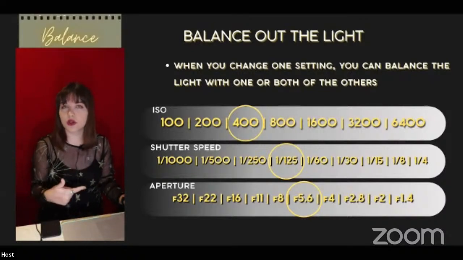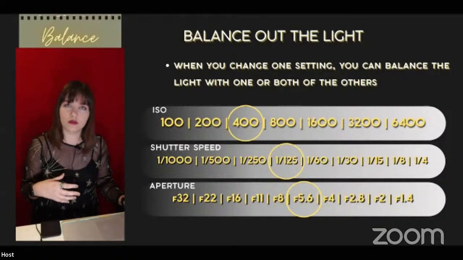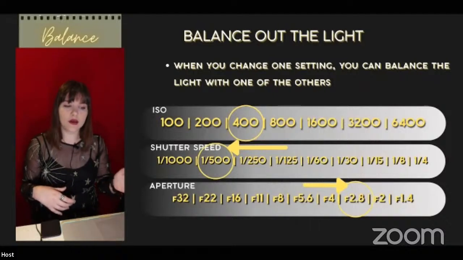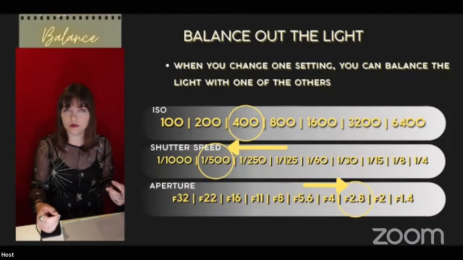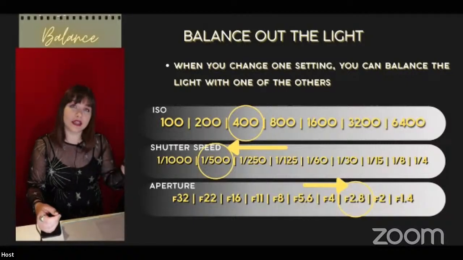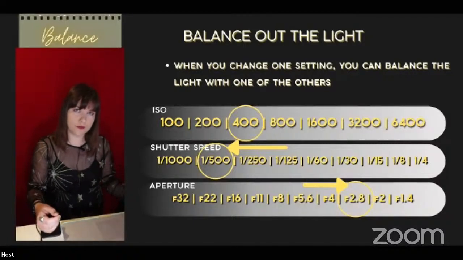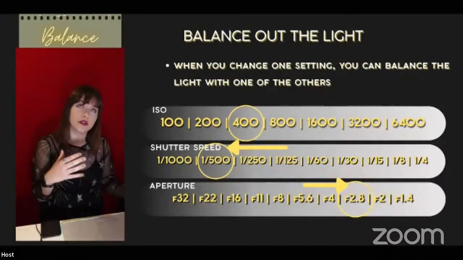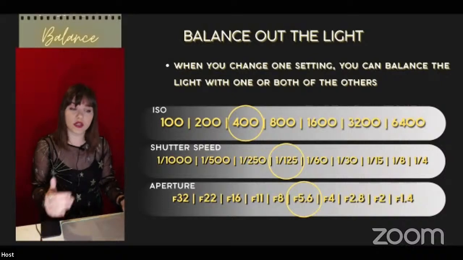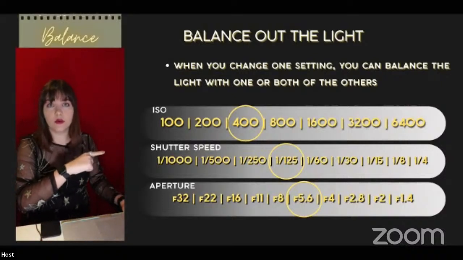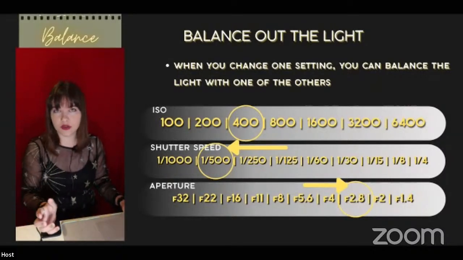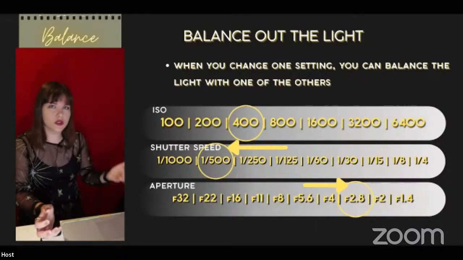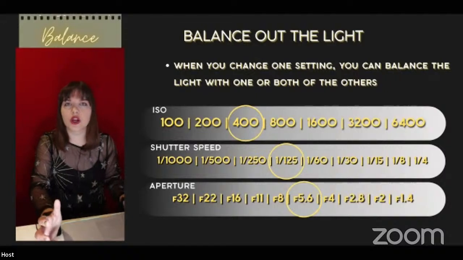So let's say I had started at 400 ISO, 1/125th of a second for shutter speed, and an aperture of 5.6. If I move my aperture from 5.6 to 2.8, I've moved it 2 stops, and I have added 2 stops of light through my aperture. So if I want the same exposure that I started out with at these settings, I need to take away 2 stops of light somewhere else. So I can take that away on my shutter speed. Does that make sense?